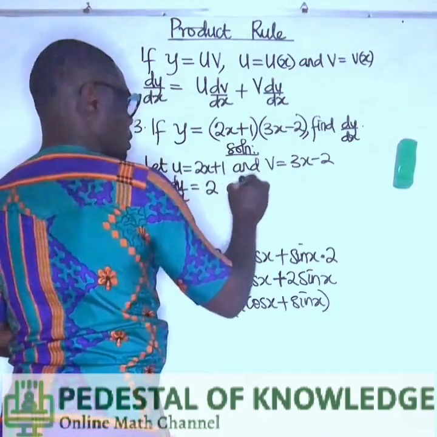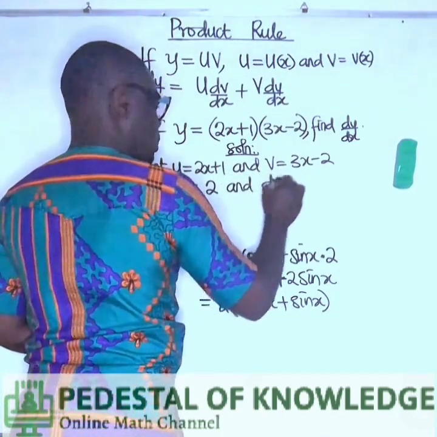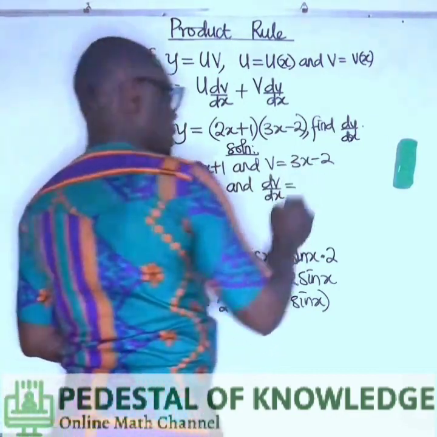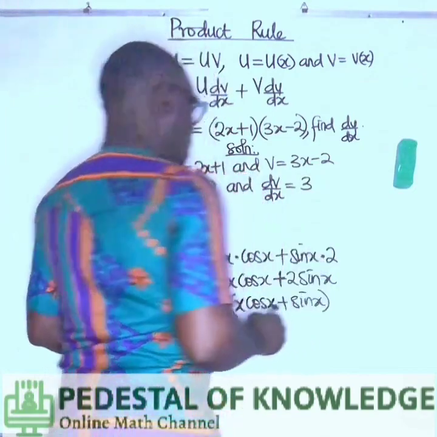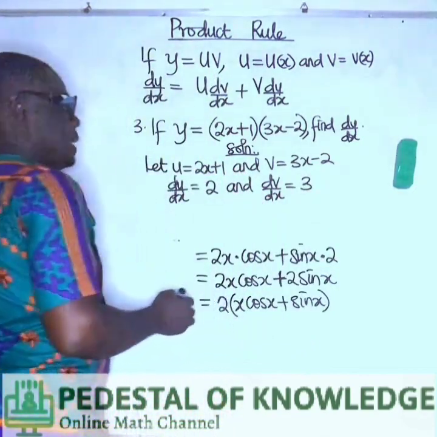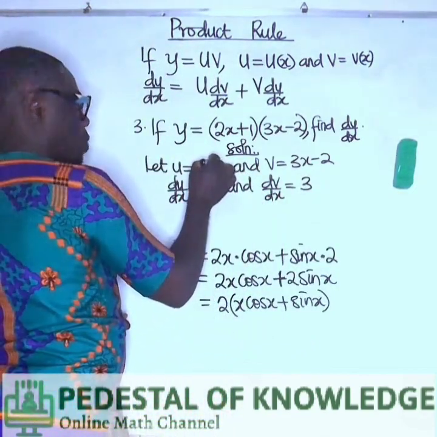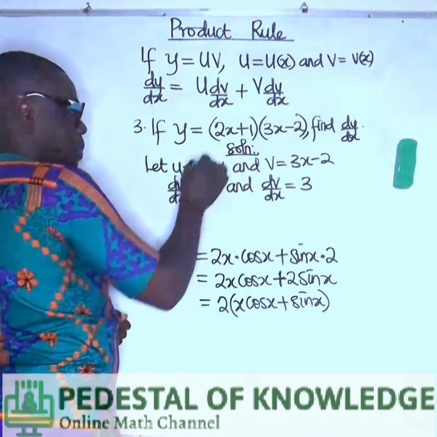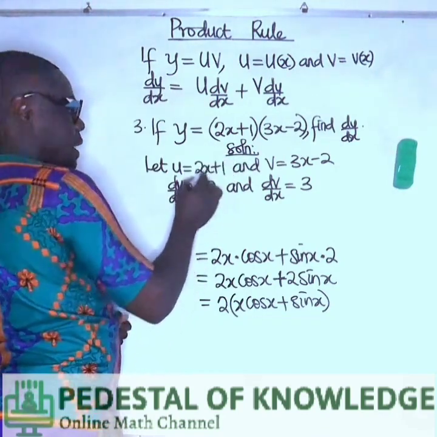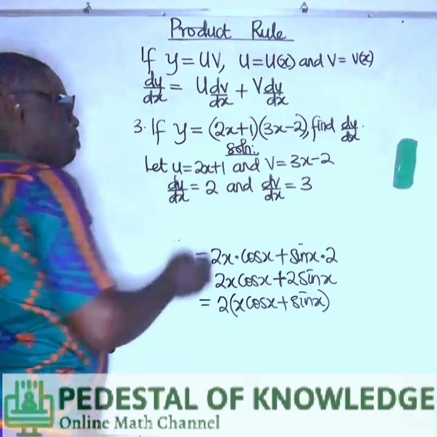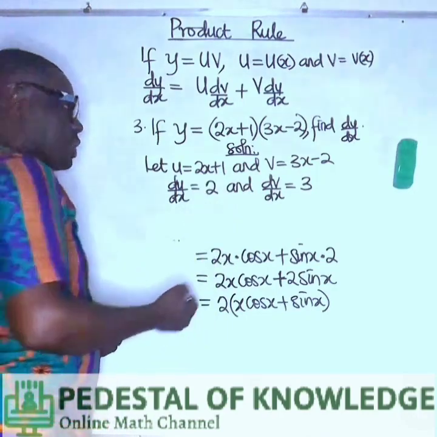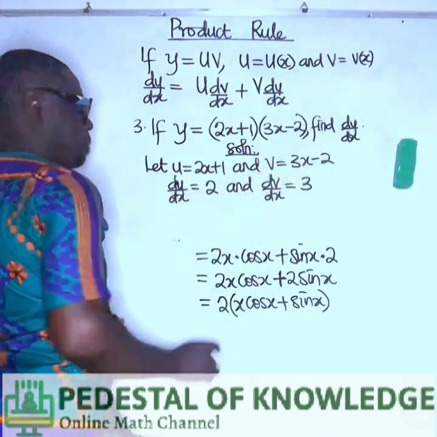And dv dx, when you differentiate this, the result is 3. Because we know very well that there is 1 here. When that 1 multiplies 2, it is 2. And when you subtract 1 from that power, it becomes 0. And x raised to power 0 is equal to 1. Here, the derivative of 1, which is a constant, is equal to 0. The same thing applies here.